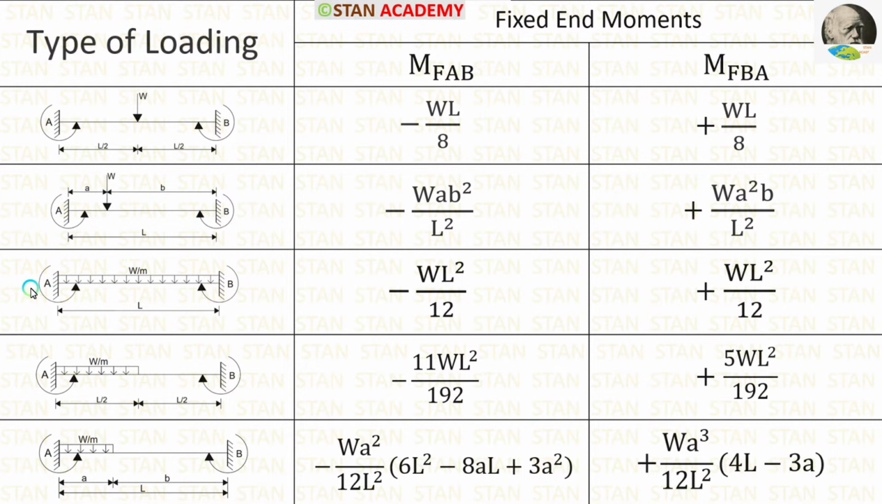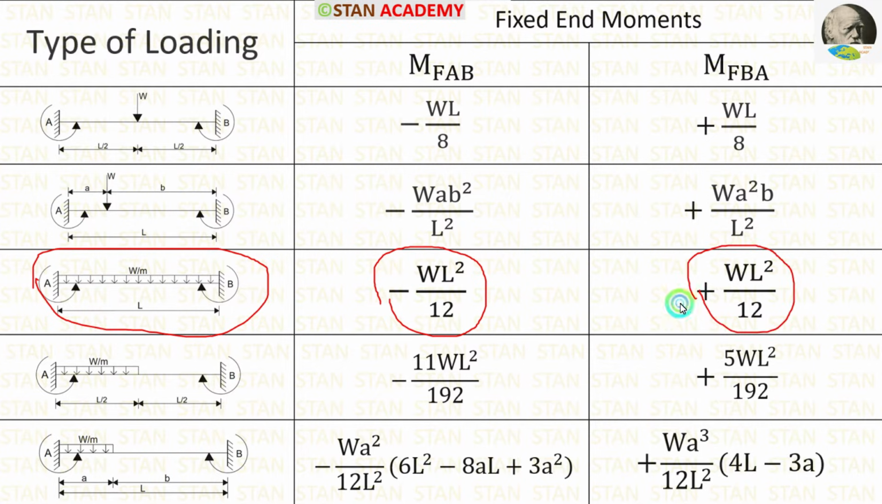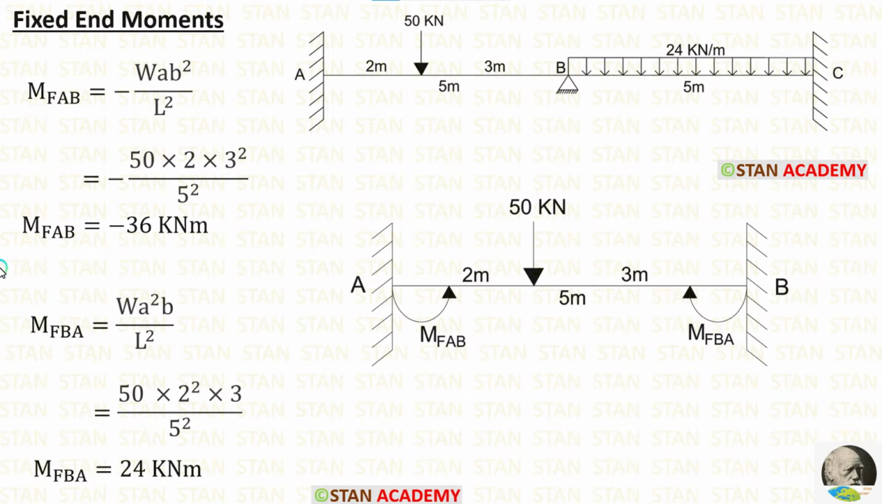In the span BC, we are having UDL for the full span. So we have to select this condition. The fixed end moment formulas are minus WL square upon 12 and positive WL square upon 12. Now let us apply the formulas and find out the fixed end moments.